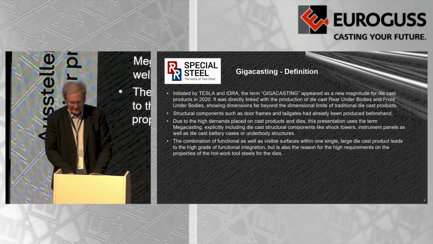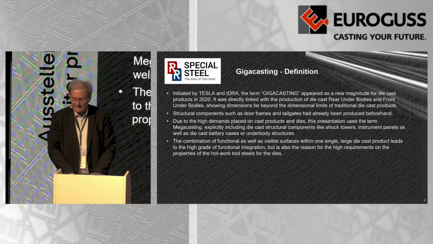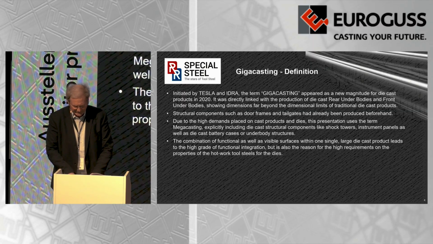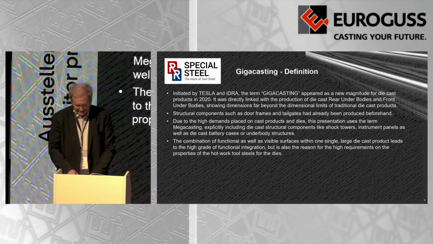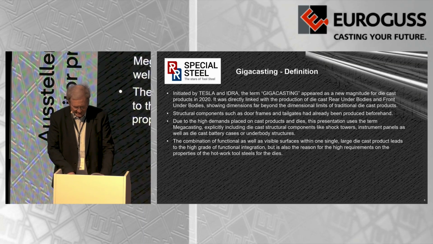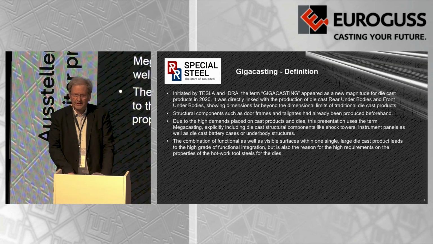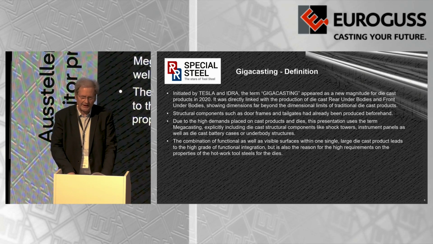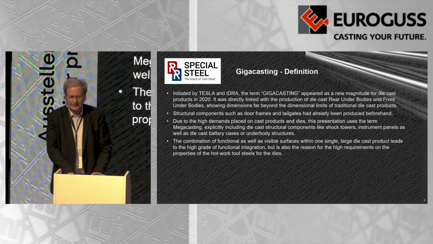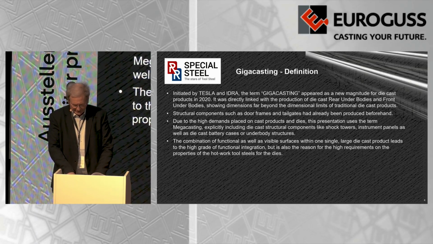In all these cases, we see a combination of functional as well as visible surfaces in the casting, and this combination leads, on the one hand, to a high degree of functional integration, but it is also, on the other hand, the reason for the high requirements on the dies and on the properties of the hot work tool steels for the dies.